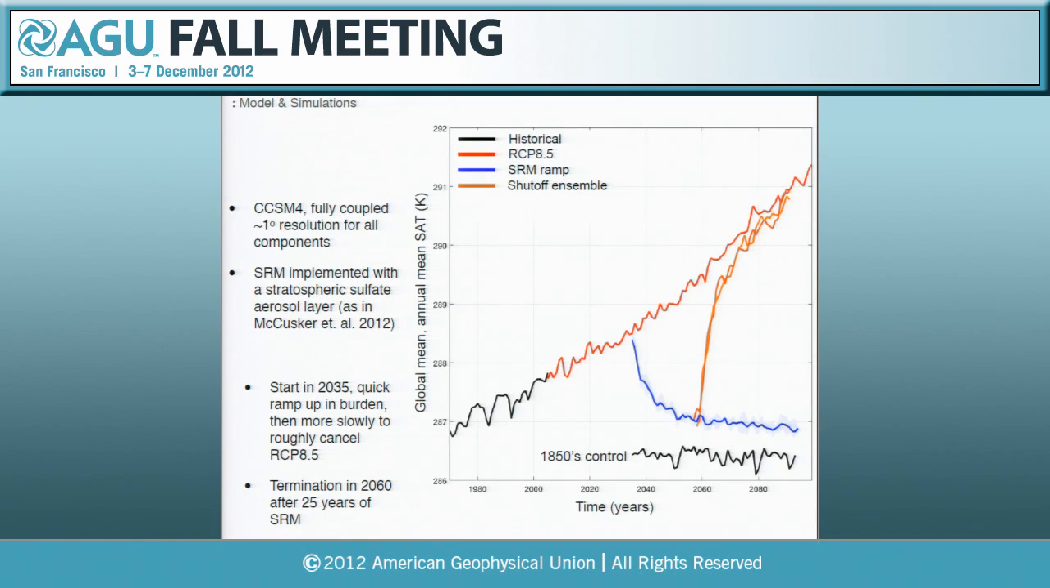Okay, so here's how I did some of this work. I'm using CCSM4, which is a fully coupled global climate model. This is a figure showing global mean, annual mean surface air temperature for the end of the last century, and then the business as usual, RCP 8.5. And this blue here is this SRM scenario that I ran, and it basically ramps up a sulfate aerosol burden. So it's prescribed. It's similar to the way that I've done it previously in some earlier work.